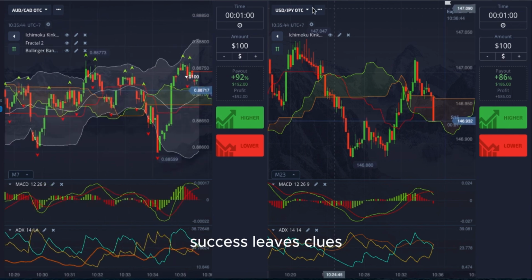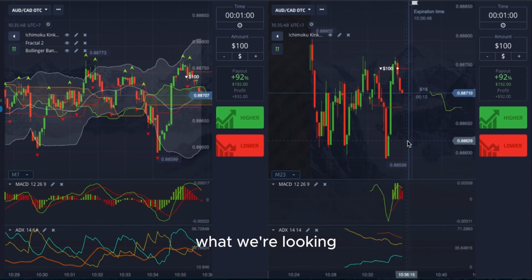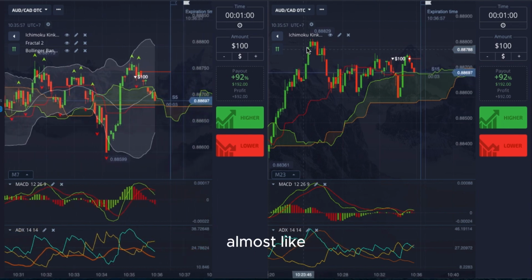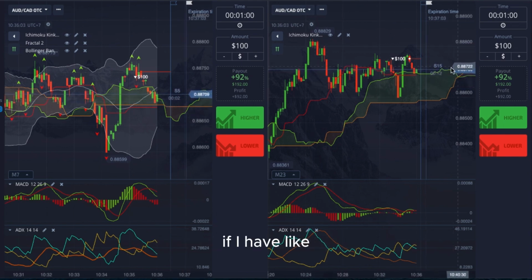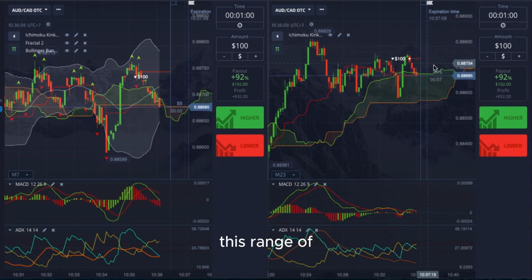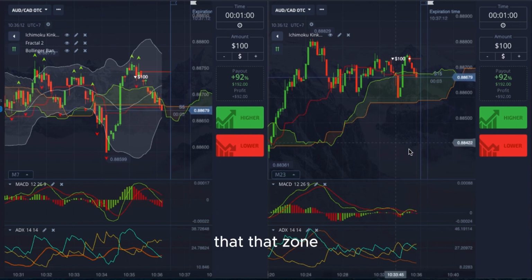Success leaves clues. I'm going to show you what clues this one leaves as opposed to what we've been looking at just now. As you know, the swings have been very large on this one, and it has been swinging almost like as if it's in a range. So what I mean by a range is that if I have like a pair of parallel channels here, we have this range of price action, and it's all within that zone.